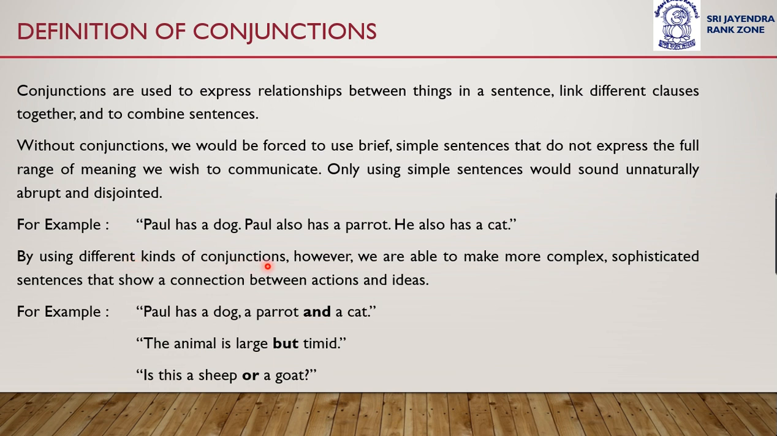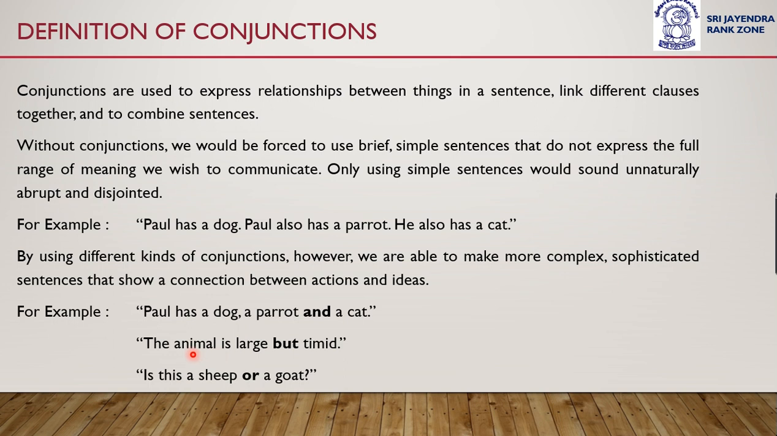By using different kinds of conjunctions, we are able to make more complex, sophisticated sentences that show a connection between actions and ideas. For example, the above three sentences can be conveyed through a single sentence: Paul has a dog, a parrot, and a cat. We used the conjunction and in order to combine three different elements in a single sentence instead of three different sentences.